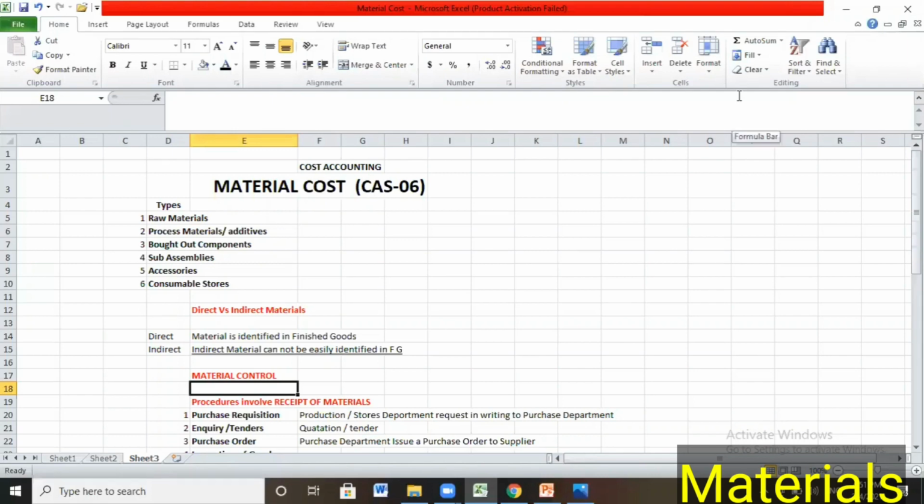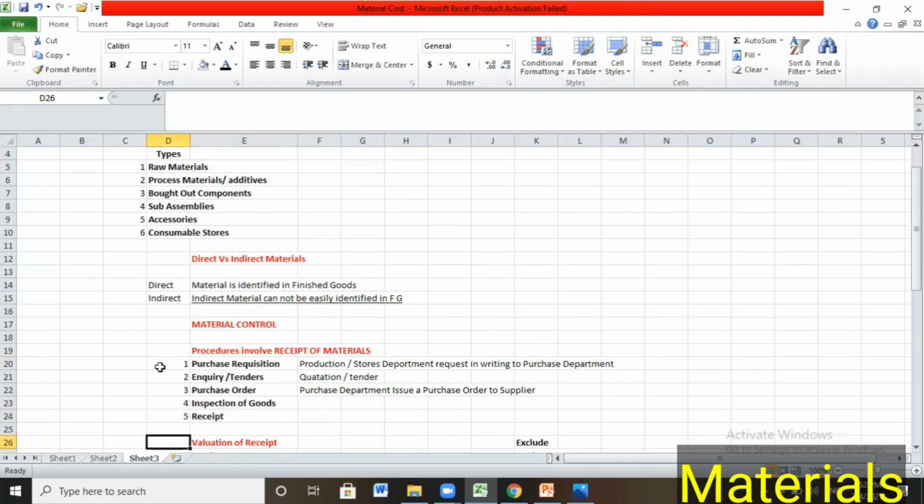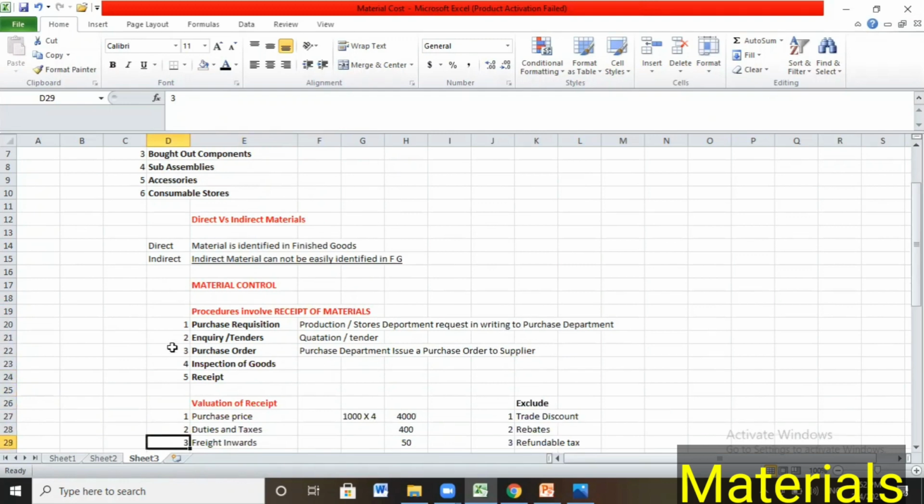So today in our first video of material cost, we have covered the types of material cost, the types of raw materials, direct versus indirect material and how to distinguish between them, the concept of material control, and then the procedure involved in receipt of materials. There are 5 procedures involved in receipt of material.